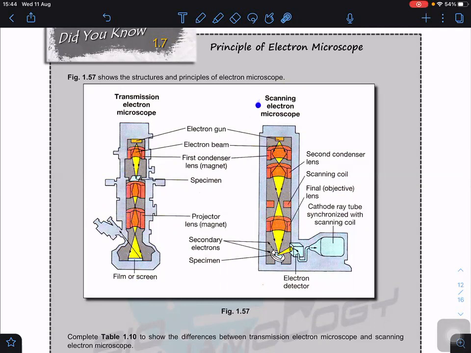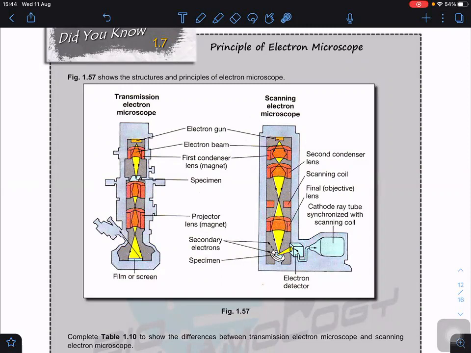How about the scanning electron microscope? With the scanning electron microscope, generally we want to see the surface. So we place the specimen here and let the electrons hit the specimen, generating what we call secondary electrons. These secondary electrons will be detected by the electron detector here and give us the image.